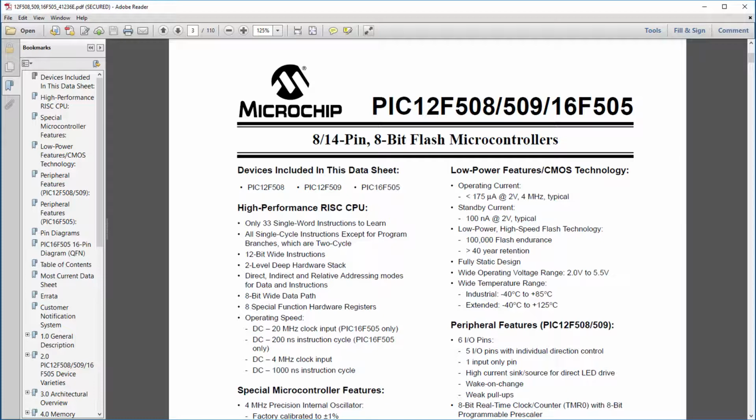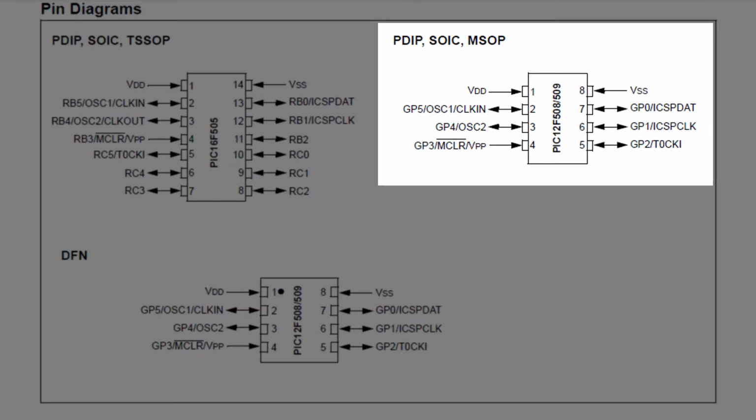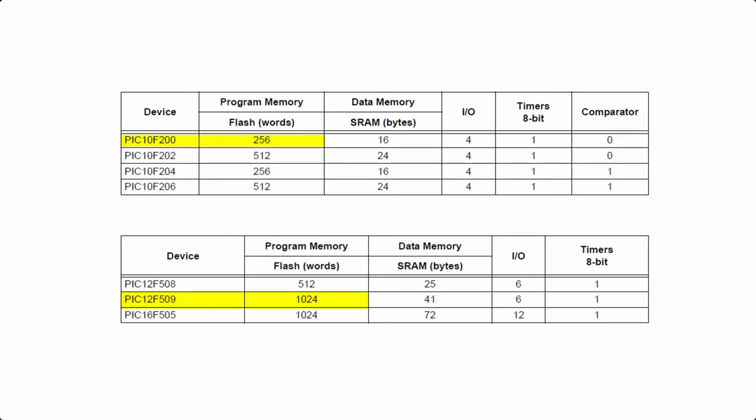For this lesson, we'll move to a slightly bigger baseline PIC, the 12F509. It still comes in an 8-pin DIP package, but it has 6 I/O pins instead of 4, so now all of the 8 pins are connected. The 12F509 has 4 times as much program memory as the 10F200, and more than twice as much RAM.